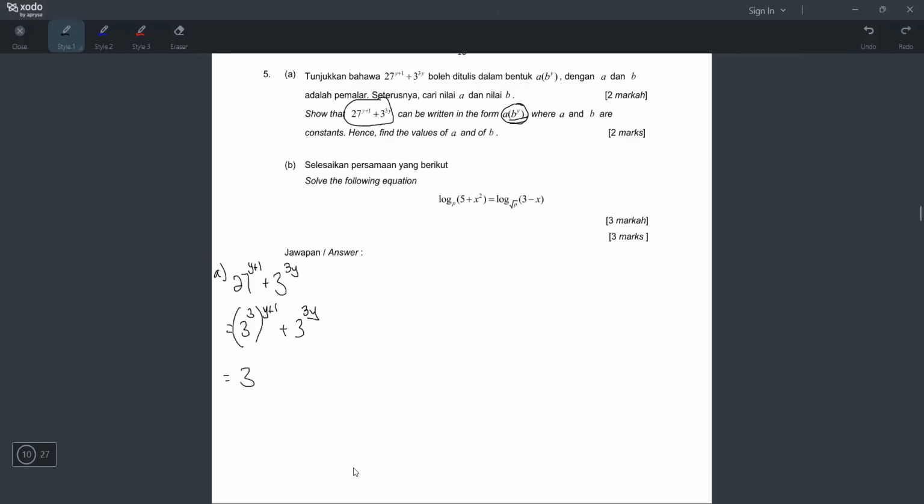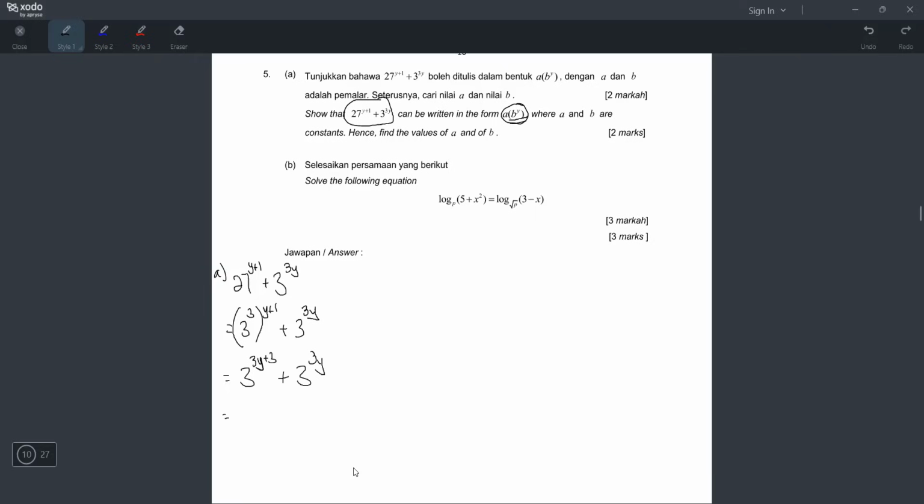What we do with the power here, we times, right? When we have power side by side like this, bracket, we will times them together. So 3 times y plus 1 is 3y plus 3, right? And then plus 3 power 3y, right? Okay, it's still not the answer yet. You cannot stop here. Now what do we have to do?